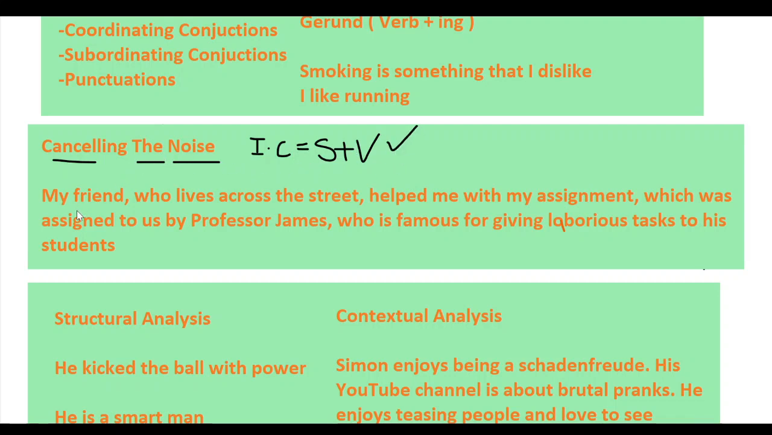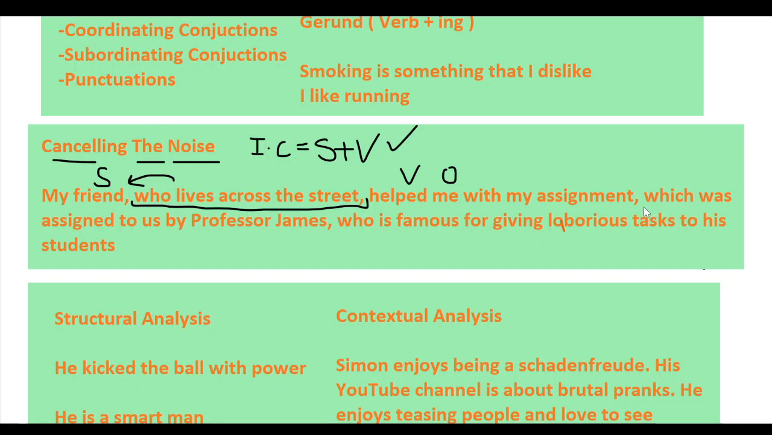If we look into this example, it says, my friend who lives across the street helped me with my assignment, which was assigned to us by Professor James, who is famous for giving laborious tasks to his students. Now, there is a lot of unwanted noise that you can cancel here, but before canceling, let's see what is really going on. My friend is basically the subject here. Who lives across the street is a relative clause, adjectival in nature, giving information about the friend. Helped me, this is basically the verb. Me can be an object with my assignment.